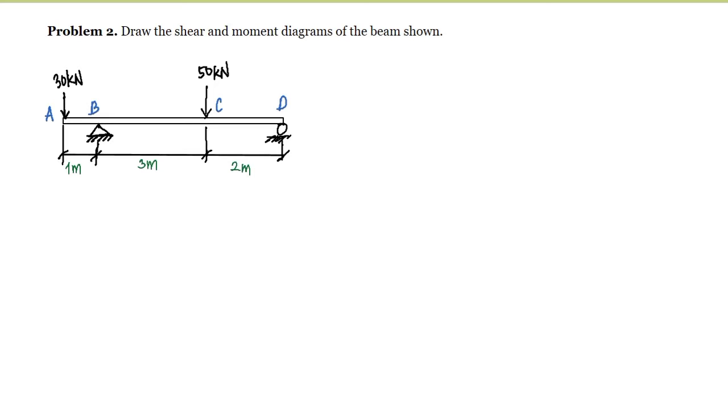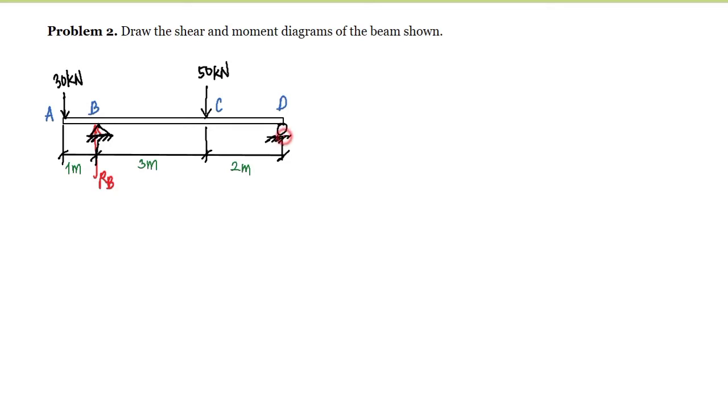Problem number 2. Draw the shear and moment diagram of the beam shown. So the first thing that we are going to do here is to compute for the reactions of the support. Here at point B, we have two reactions, the dy and the dx. But the horizontal reaction is equal to 0. So let us just denote this as reaction B.